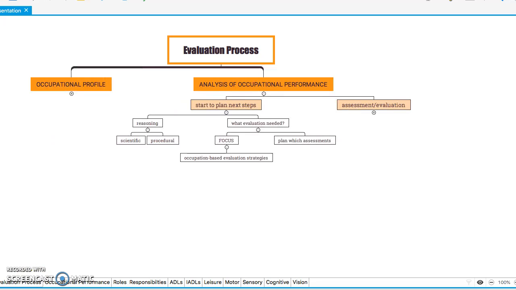In the analysis of the occupational performance, that's what you'll do after their occupational profile, you'll start to plan your next steps. You'll need to use clinical reasoning, two of which would be scientific and procedural. You'll need to decide what evaluation is needed. So you want to focus on the occupation-based evaluation strategies, and then also plan which assessments you'll use.